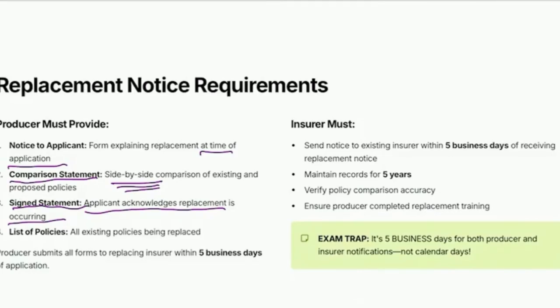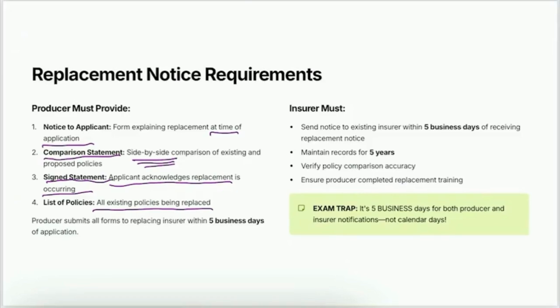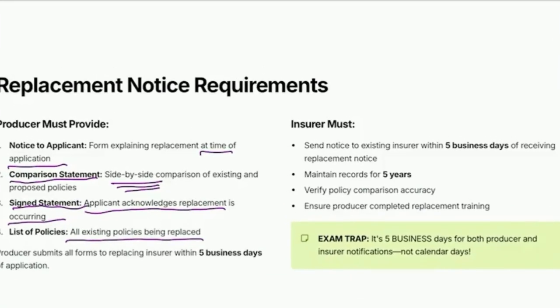So whether it's a wet signature or an electronic signature, the customer must sign it, and it is them signing that they acknowledge that this replacement is occurring. And you must list all existing policies being replaced. So they could say, what must an agent provide at the time of application for a replacement policy? And it is the notice of application, explaining the replacement, a comparison statement, and a list of all policies being replaced. And they must receive a signed statement, a signed signature from the customer acknowledging that this is happening.